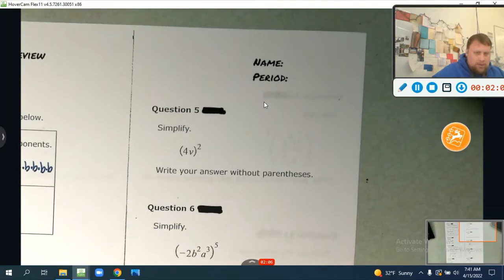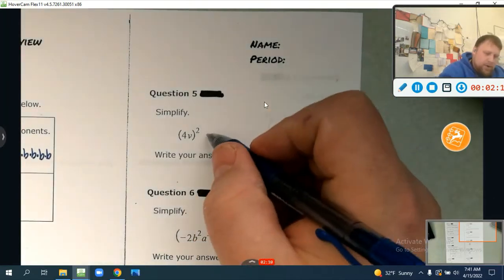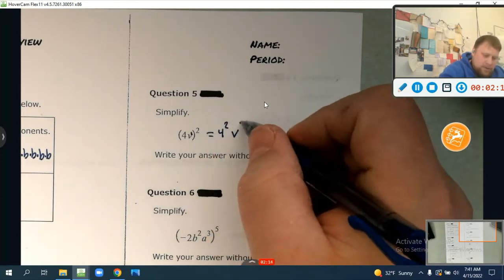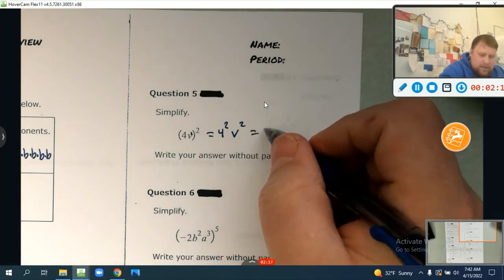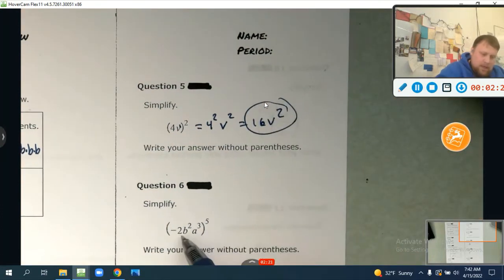Now we're going to get a little more challenging right here. And we have 4v squared. We've got to square everything inside. So that's 4 squared, and then v, remember, to the 1 times 2 is just squared. 4 squared is 16, so that's just 16v squared. There we go. A lot of that going on here.